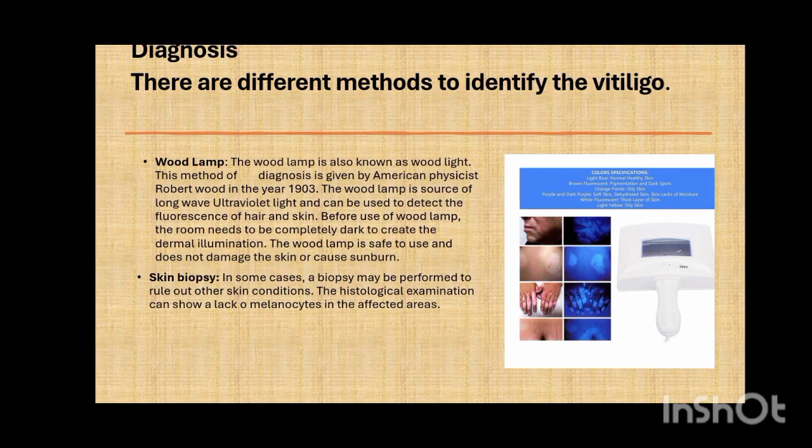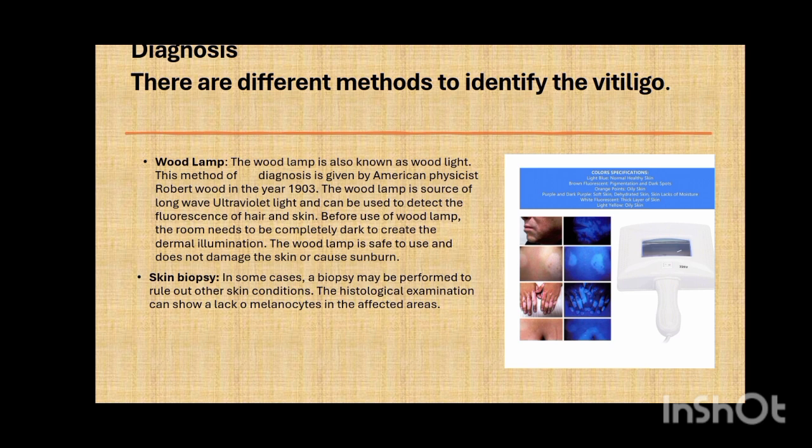There are different methods to identify vitiligo. Wood's lamp, also known as Wood's light. This method was given by American physicist Robert Wood in the year 1903. The Wood's lamp is a source of long-wave ultraviolet light and can be used to detect fluorescence of the hair and the skin. Before we use the Wood's lamp, we have to darken the room completely. The Wood's lamp is safe to use and does not damage skin and hair.